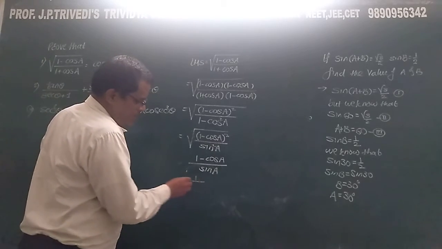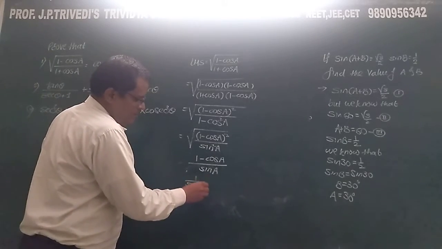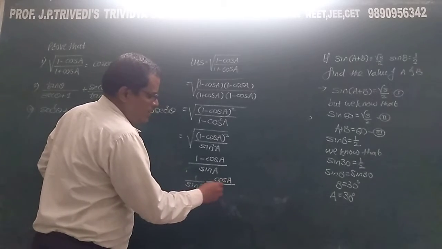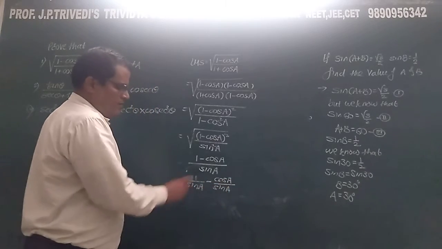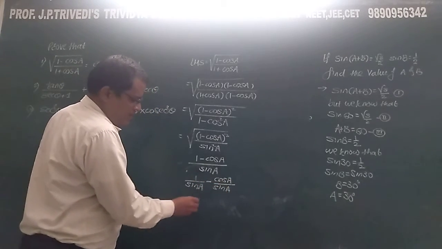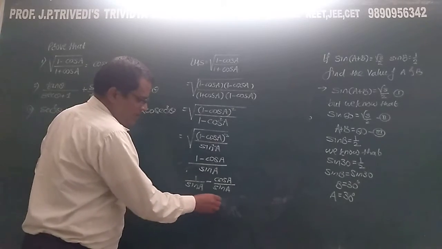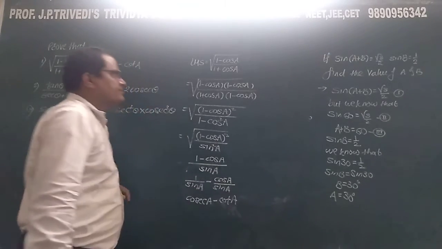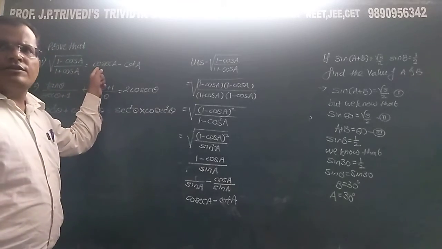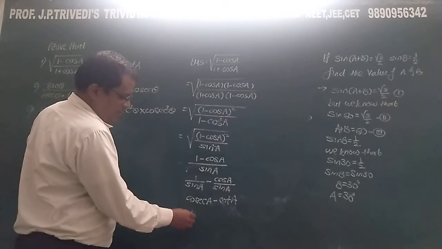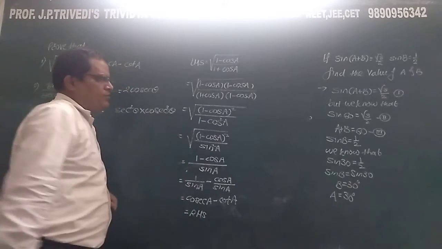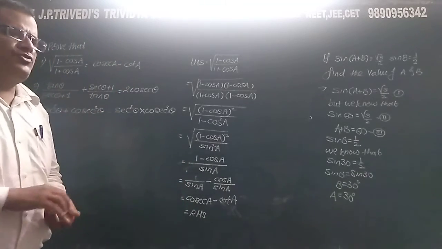Now that is 1 upon sin A minus cos A upon sin A. So 1 upon sin A means what? Cosec A. Minus cos A upon sin A means what? Cot A, and that is RHS. So LHS is equal to RHS, hence we prove. Have you understood this?